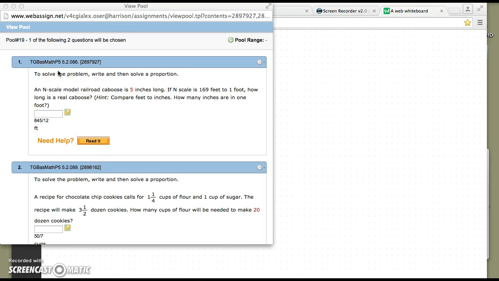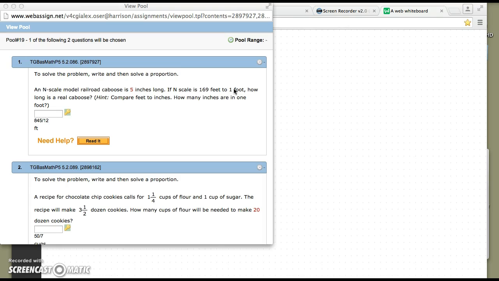For problem number 27, it looks like it has two parts. For the first part, it says to write and then solve a proportion. An N-scale model railroad caboose is 5 inches long. If N-scale is 169 feet to 1 foot, how long is the real caboose? We have a model that is 5 inches long, and we want to know how long the actual caboose is. We know the scale of the model is 169 feet to 1 foot.